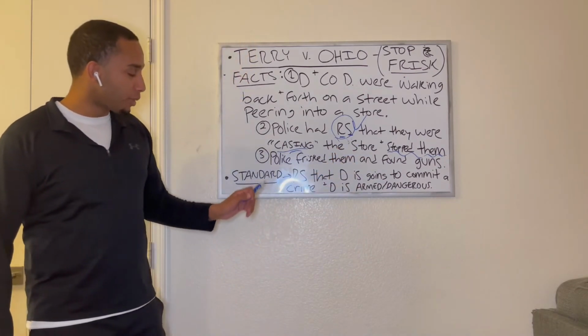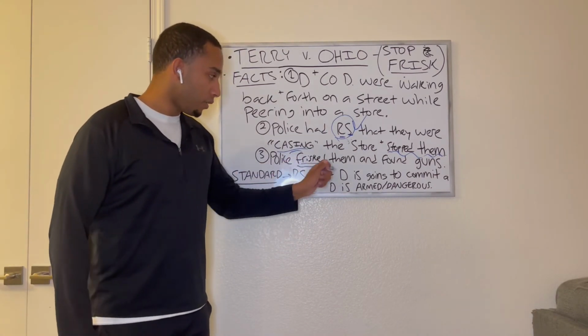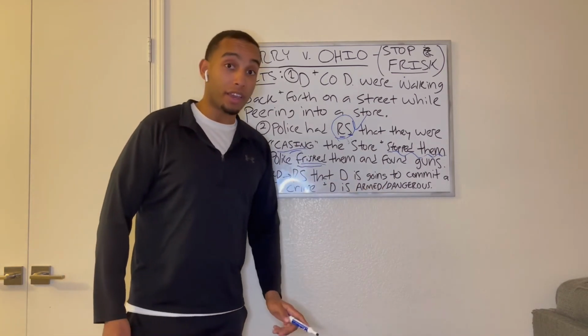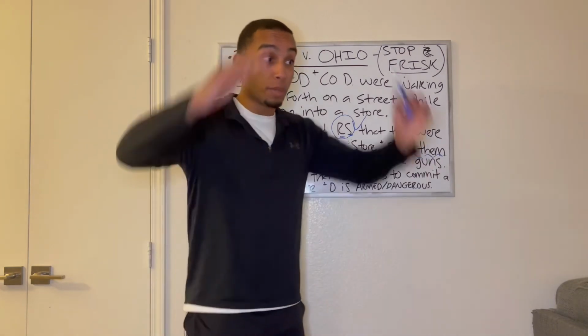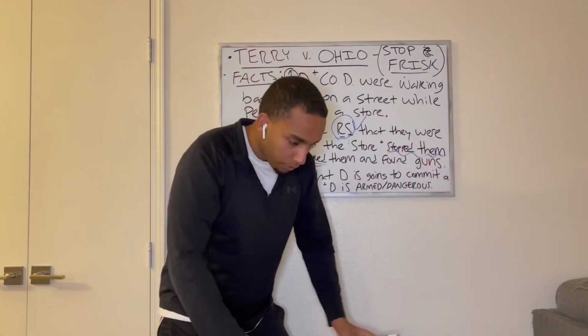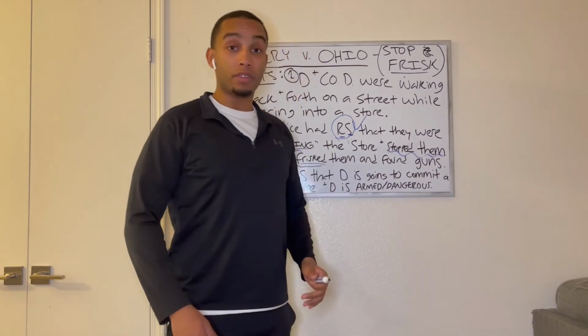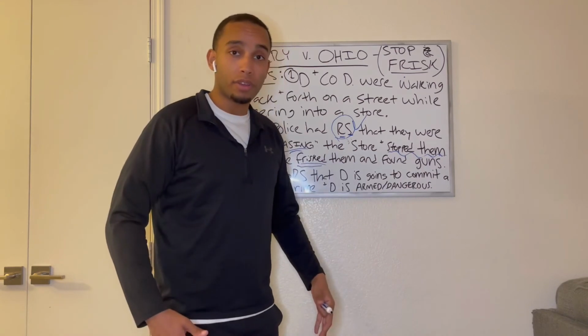So lastly, fact number 3, the police officer frisked. What does that word mean? Police officer frisked them and found guns. Frisking is when the officer stops you, then he says, hands above your head. Then he starts searching you, patting you down, searching in your pockets, all right? That's an example of frisking you. It's basically a pat down, okay?